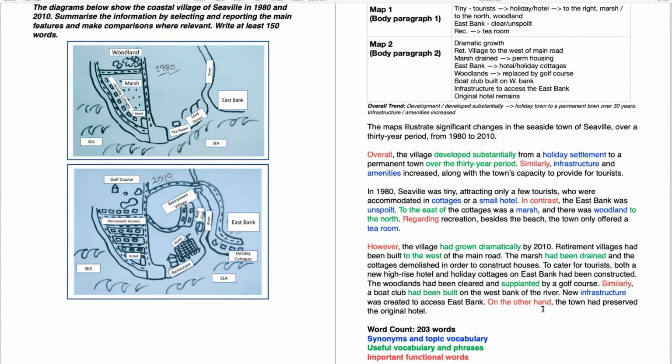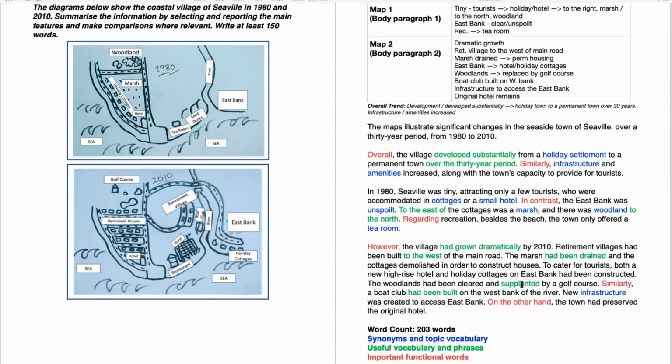You see how everything is the past perfect passive. So the village had grown dramatically by 2010. Remember, we're talking about something in the past. So it had grown dramatically to the west again, and we see the marsh had been drained. Remember, we don't know who drained it. It is not important. What is important is that the marsh had been drained.